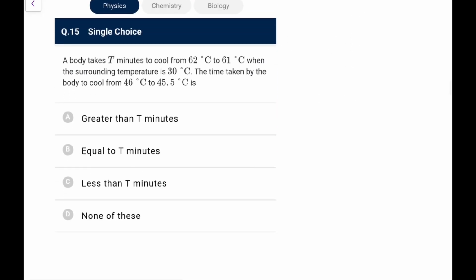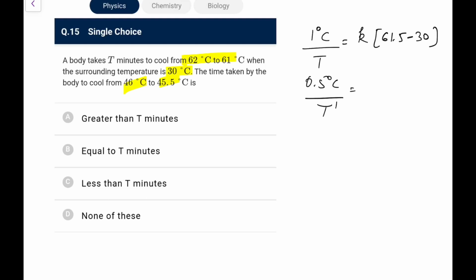A body takes t minutes to cool from 62 to 61 when the surrounding is 30. Time taken to cool from 46 to 45.5 would be? So for the first case, change is 1 degree, time taken is t, and the theta average would be 61.5 minus 30. In the second case, the change is not 1, change is 0.5, sorry, and let me have the time as t dash, that is k. Average would be 45.75 minus theta 30.